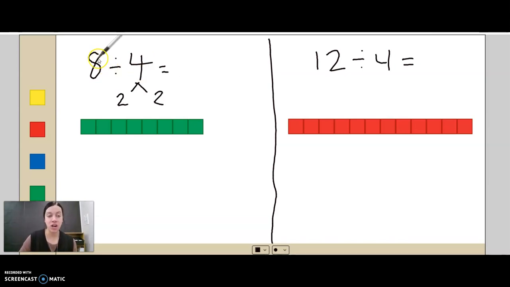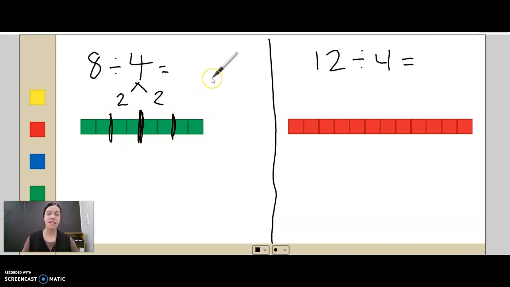So I'm going to start by dividing my 8 by 2, or splitting it in half. And I can visualize that by putting those green square tiles into 2 different groups. So I now have 4 and 4. I'm now going to take my 4 and divide it by my other 2. So I'm going to split it in half. I'm going to split it in half.